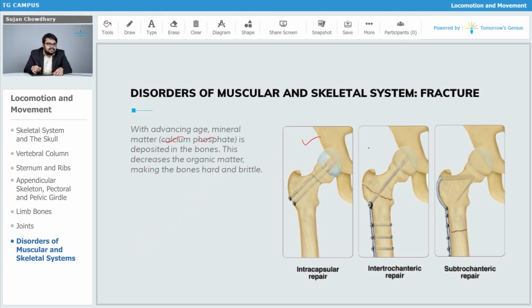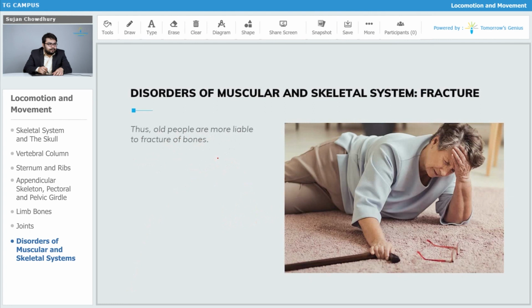On the image you can see three different types of strategies to repair a broken bone. Here they have tried to repair bone of the thigh, that is the femur. So definitely old people are more liable to fracture of bones.